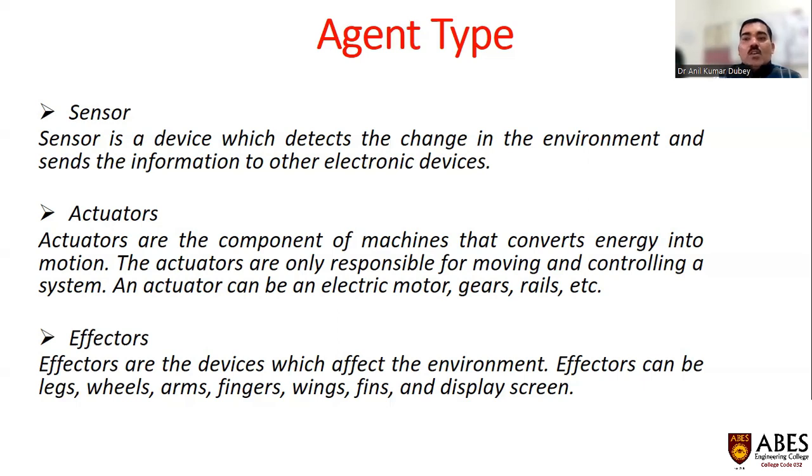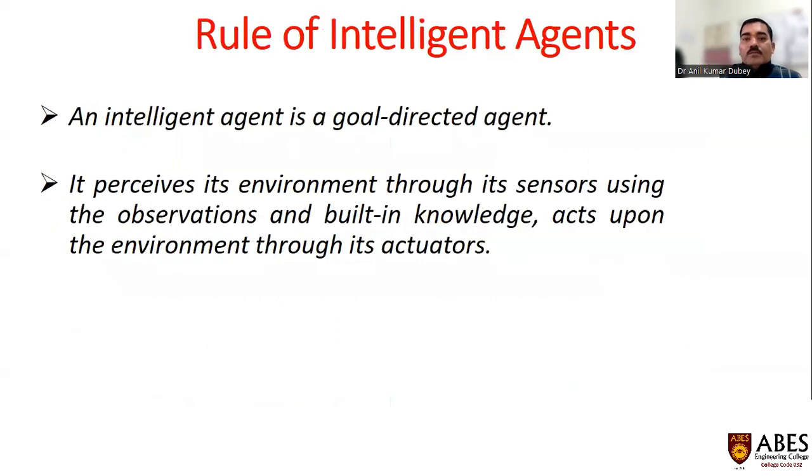Now, the third part is the effectors. Effectors are the devices which affect the environment. For a human agent, hands and legs are the effectors, so they affect the environment. Effectors can be legs, wheels, arms, fingers, wings, fins, and display screens. So those are the effectors, and there are a lot of them.